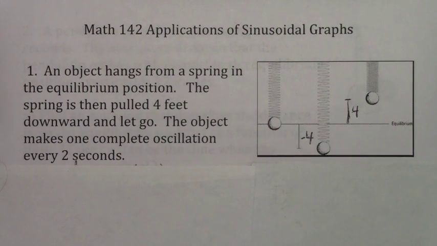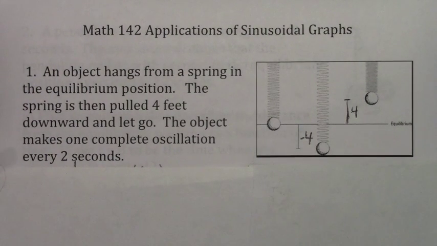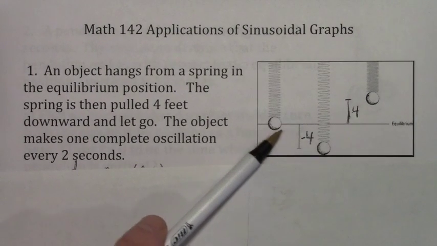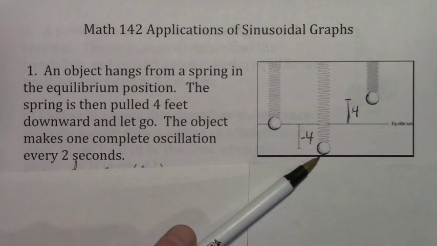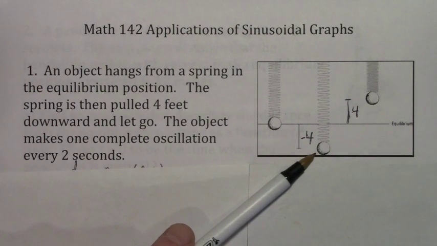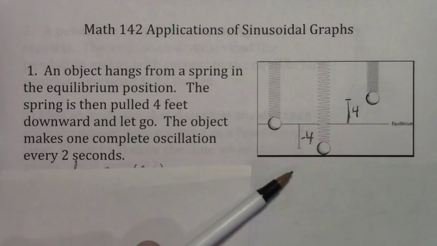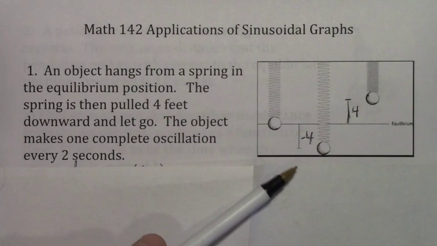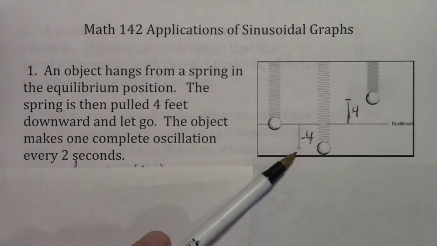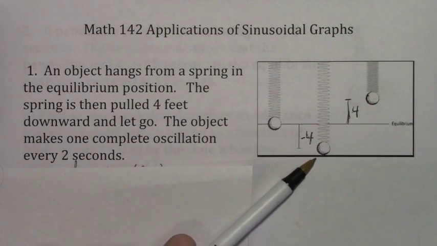In this first problem, we've got this spring. We attach the mass to it. Here, what we do is we actually pull the mass down 4 feet below the equilibrium position and then let go. So what you end up with is what's called harmonic motion. The ball goes back and forth. Notice at t equals 0 is when you let go of it.